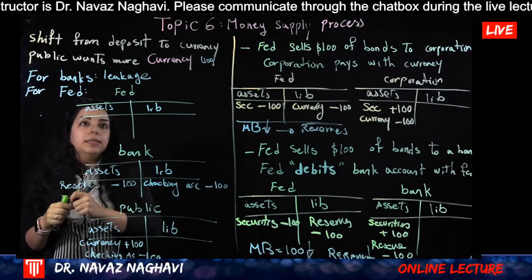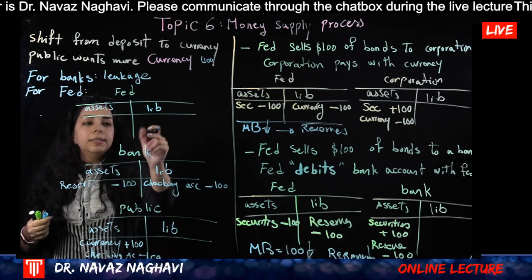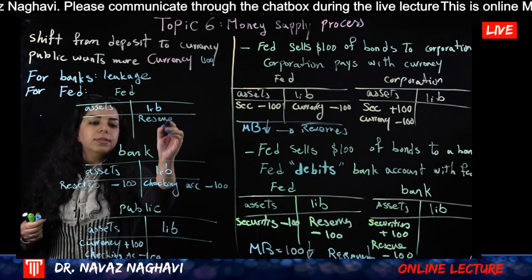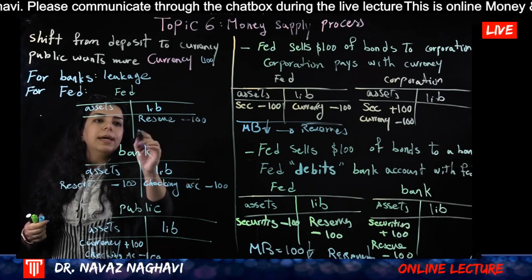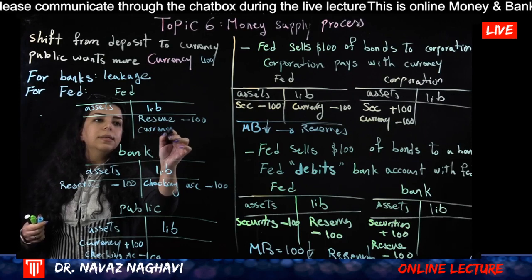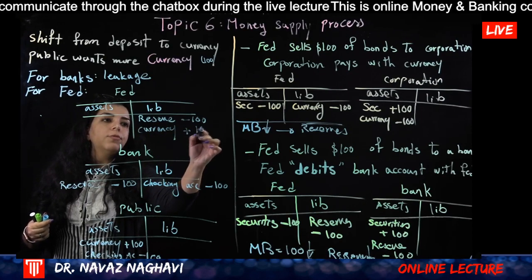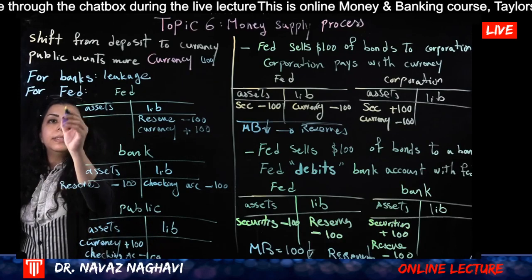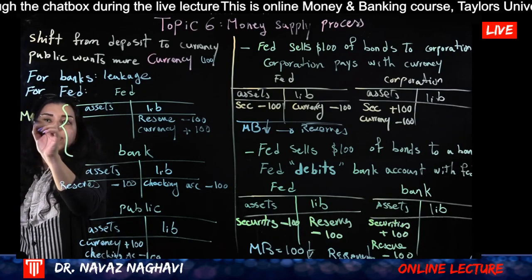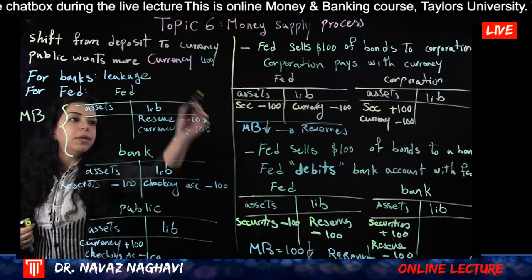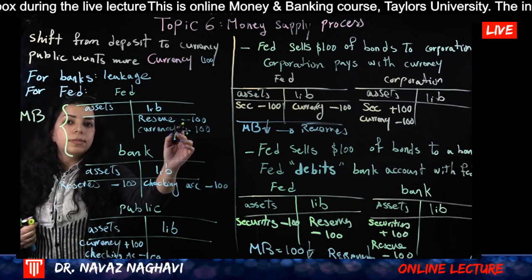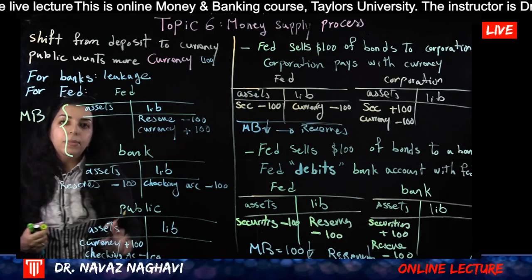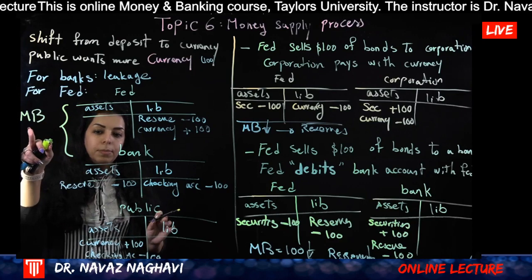Is that correct? Yes, because in the T account of the Federal Reserve, the reserves are decreasing by 100 units and the currency is increasing by 100 units. So that's why in this scenario, we can see that there is no change in MB. The monetary base is the same because there is 100 units of decrease and 100 units of increase, and the monetary base is only the liability side of the Federal Reserve. It's going to remain the same.